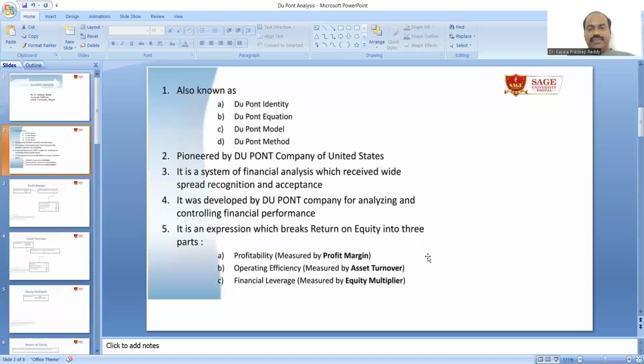The main purpose of it is to calculate the return on equity. This return on equity can be broken down through profit margin, through assets turnover, and through equity multiplier. I hope you have understood what DuPont analysis is.